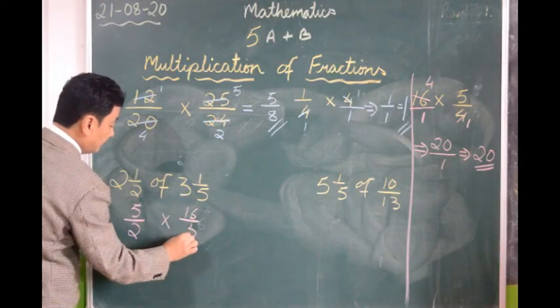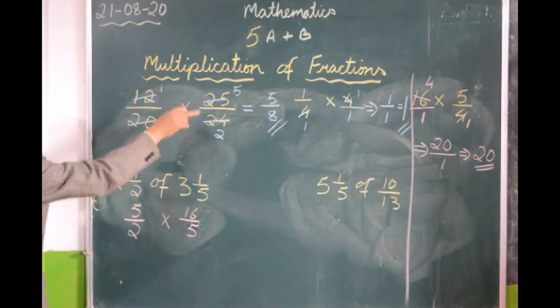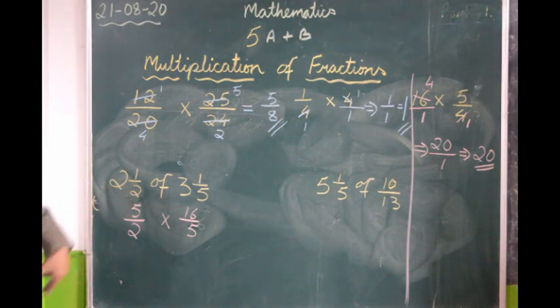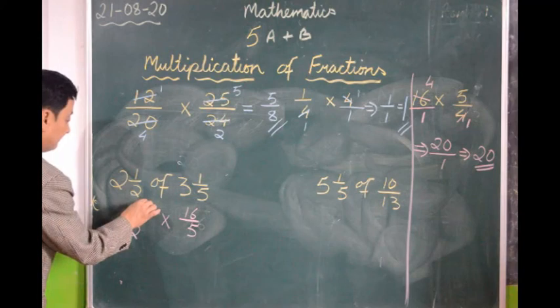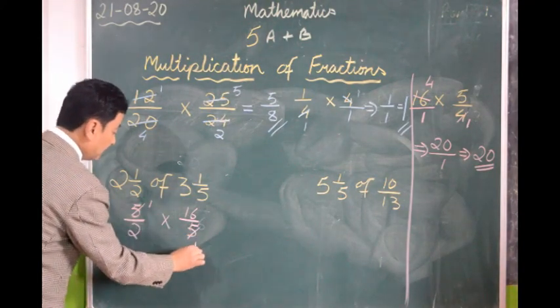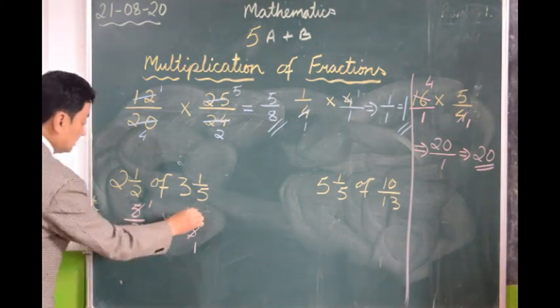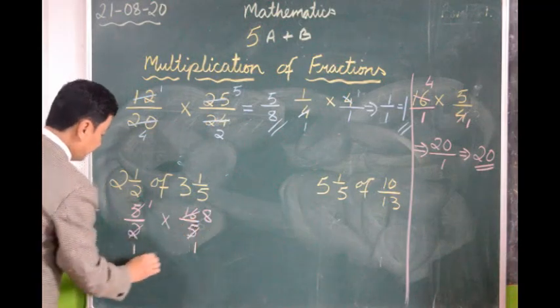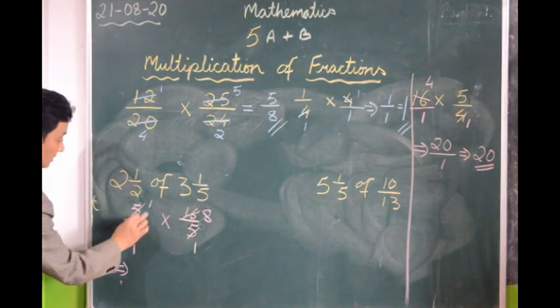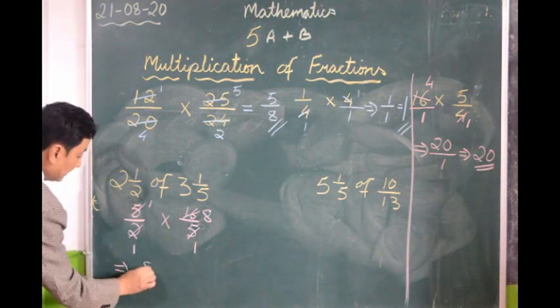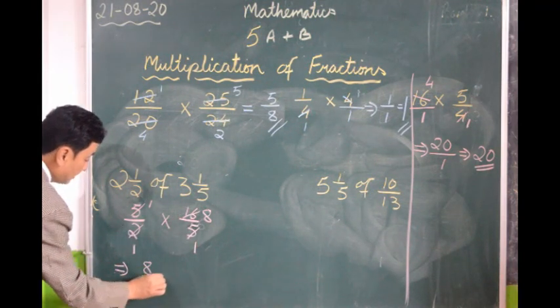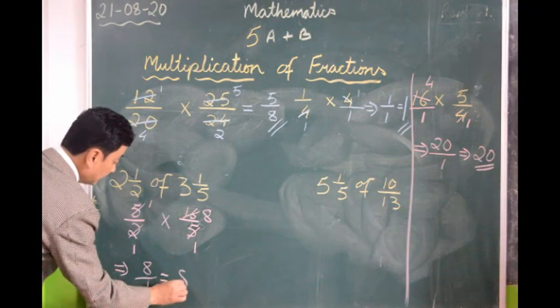5 3s are 15 plus 1, 16 upon 5. Now this fraction looks like the upper fraction. So let's see if we can reduce. Will 5 go into 5? Yes. 5 ones are 5, 2 ones are 2, 2 8s are 16. Now what is the answer? 1 and 8, 1 and 1. Let's multiply. 8 ones are 8, 1 ones are 1. 8 upon 1 equals 8.